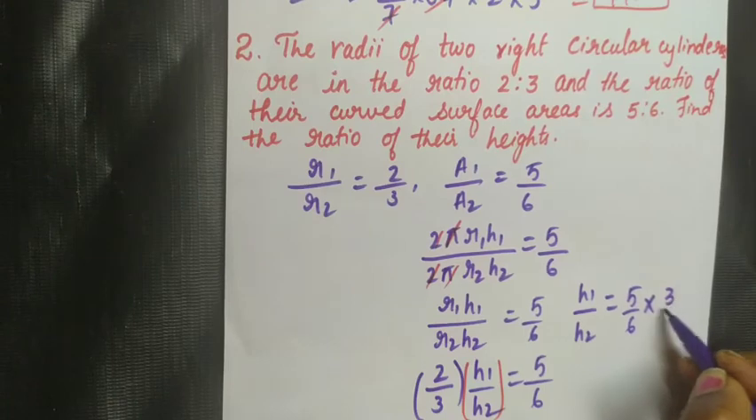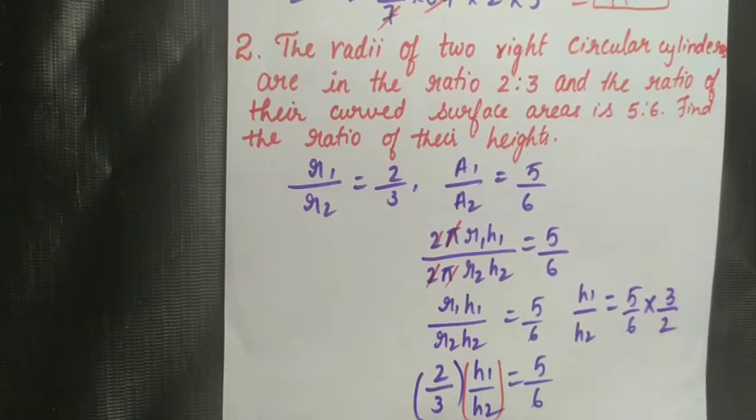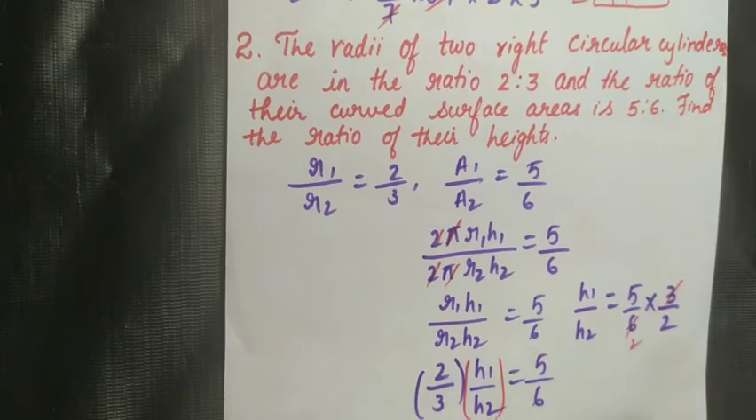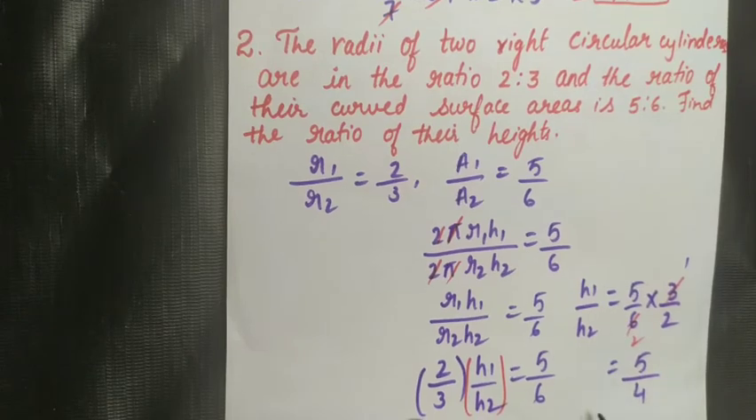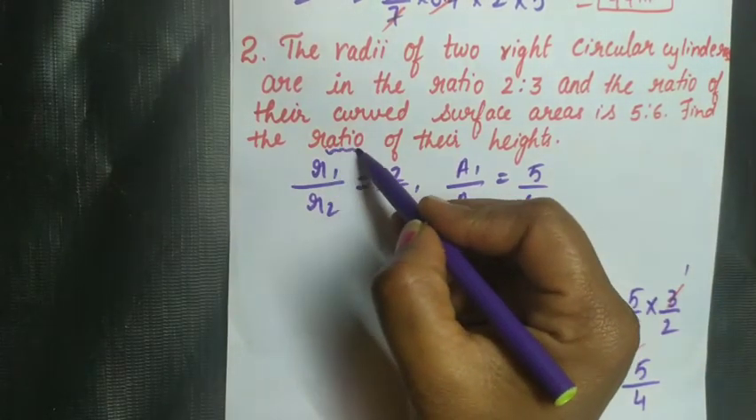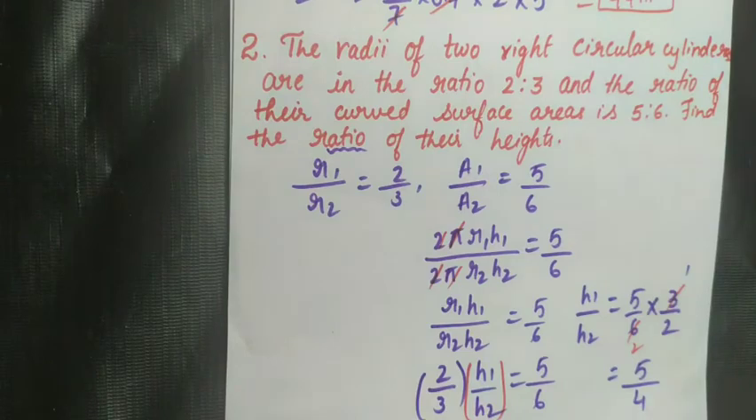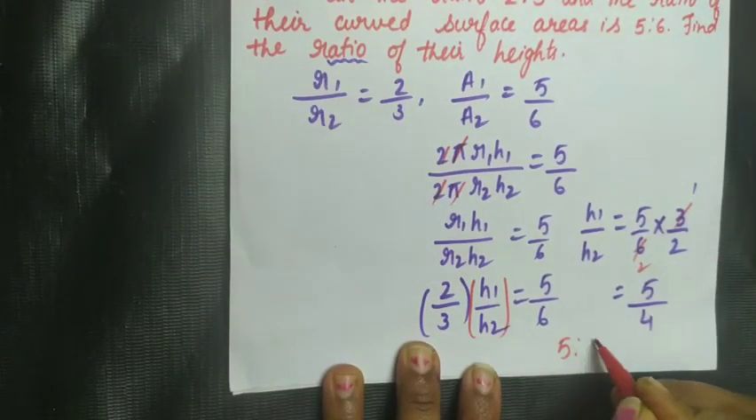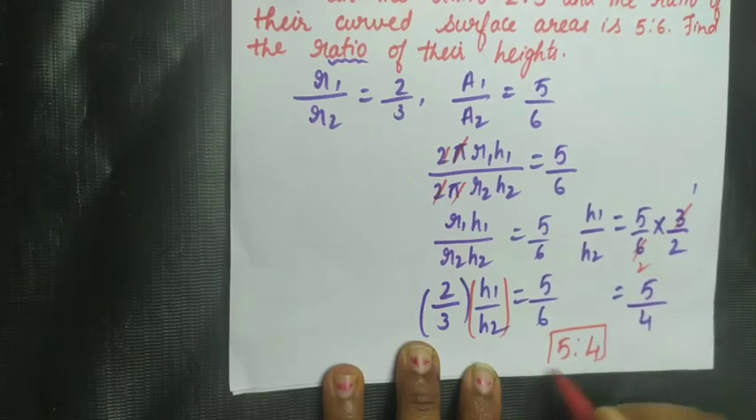So it becomes 3/2. Okay. Now 3 ones are 3, 3 twos are... Now it is 5 ones are 5 and divided by 2 twos are 4. So it is 5 divided by 4, or we have to express it in the form of a ratio. Therefore you can just write it as 5:4. So it is 5:4. That is, the heights are in the ratio of 5:4.